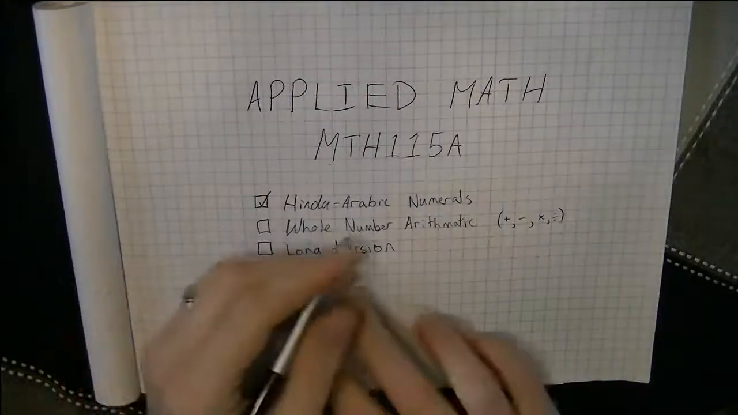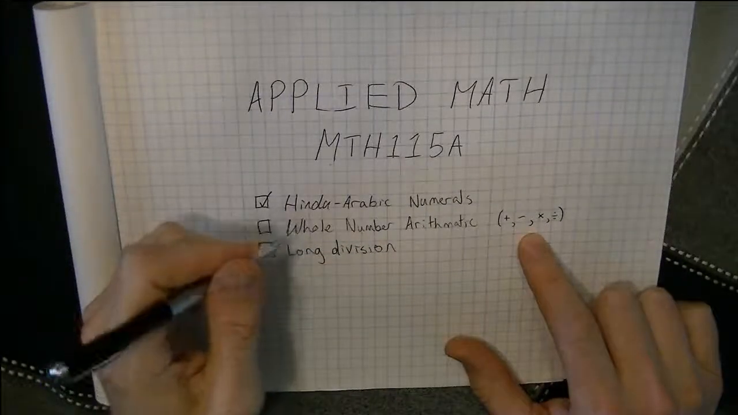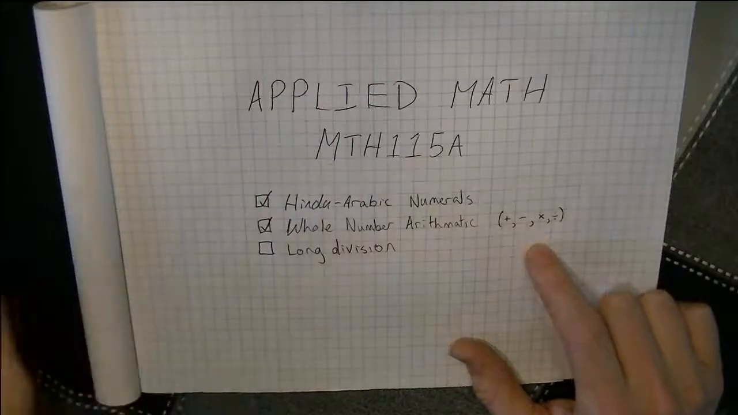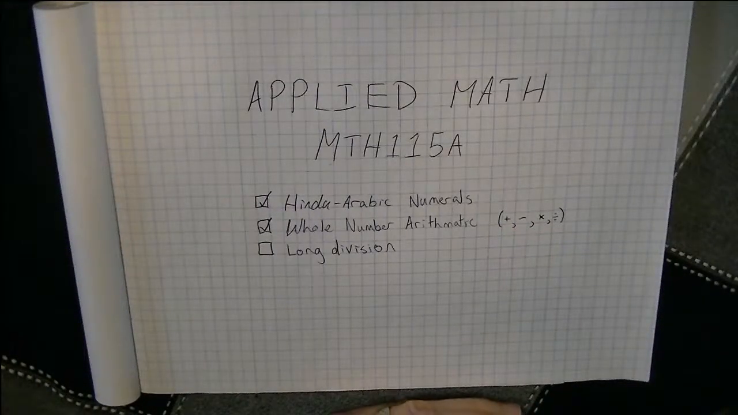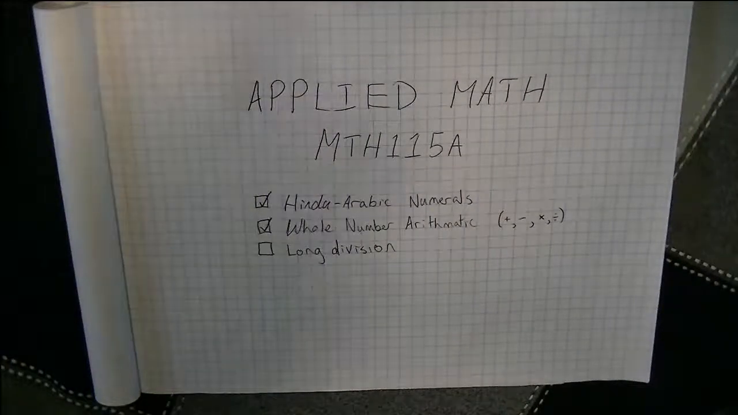All right, and that's whole number arithmetic done. So we can check that off. We did adding, subtracting, multiplying, and dividing, or at least short division. And now on to long division.